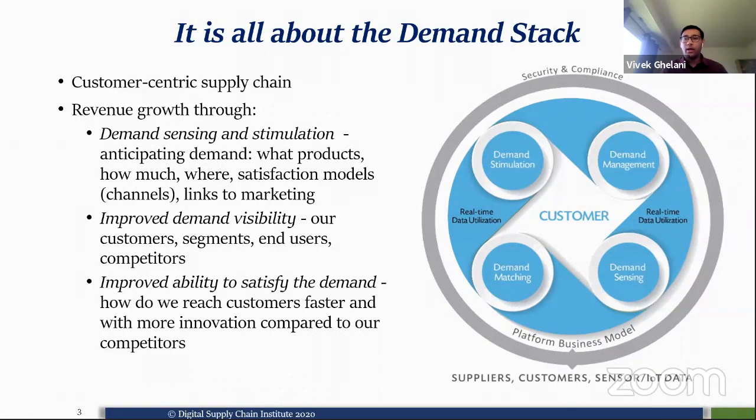And one of the ways to do it is to use the supply chain for revenue growth through demand sensing and stimulation, and how you can anticipate those demands and what products, how much, or where you can make those products and how to satisfy your customer. I think that's a necessary step and key input to your demand stimulation models.